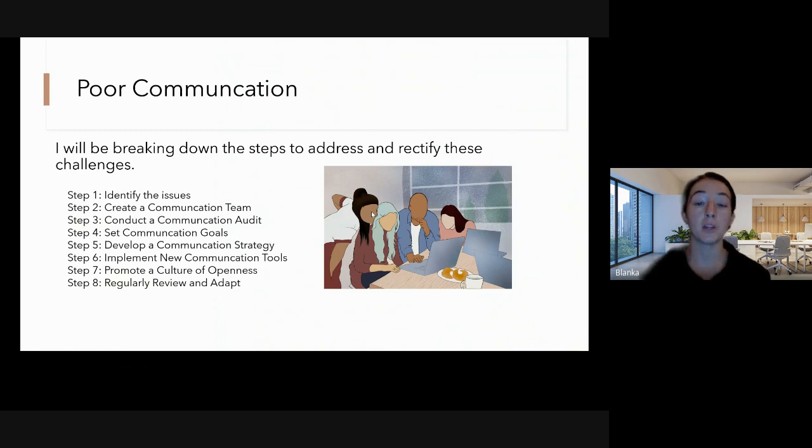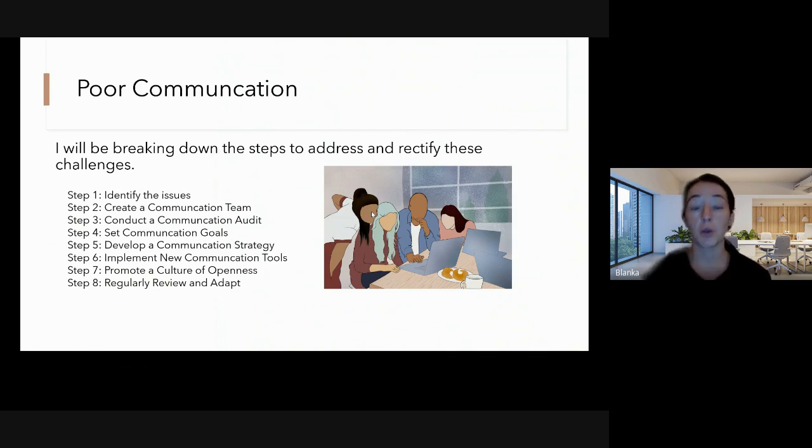The information below has been sourced from the following articles: Our Ways to Address Communication Problems in the Workplace by Graham Glass, and 18 Easy Ways to Improve Communication in the Workplace by JustWorks. To begin, I'll start with step 1. We have to identify the issues. Our journey starts by identifying specific communication problems within your workplace. This could be misunderstandings, lack of transparency, or insufficient information sharing.